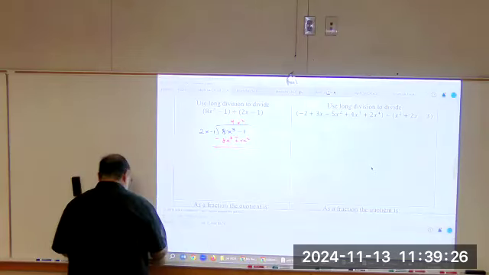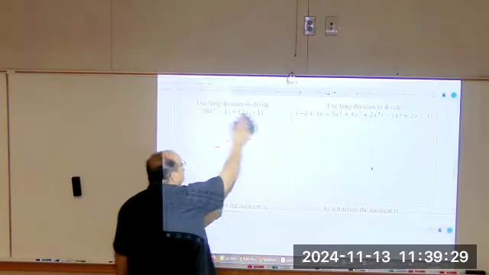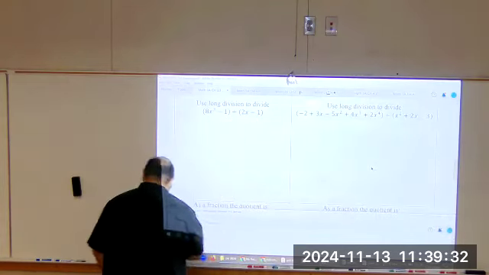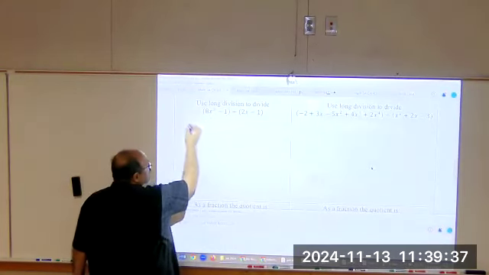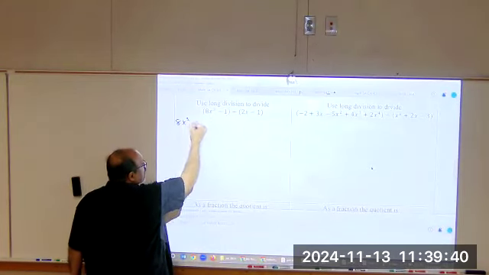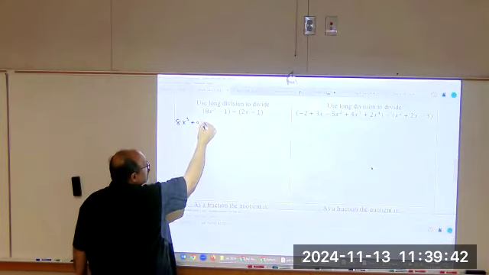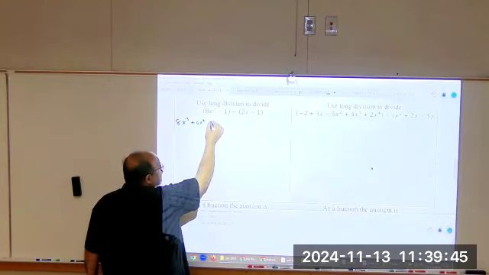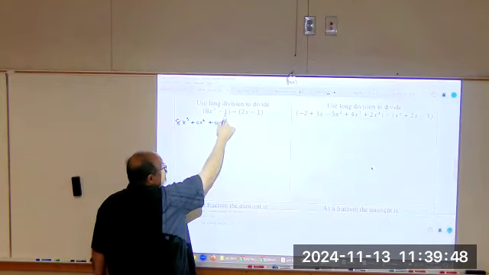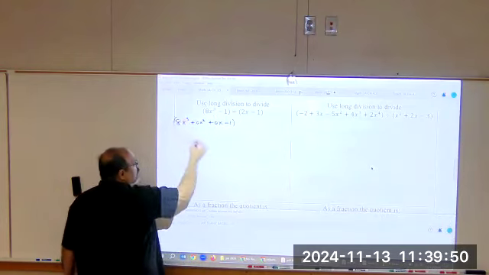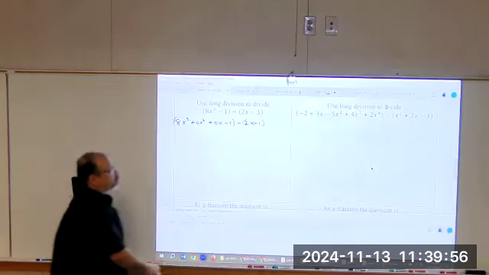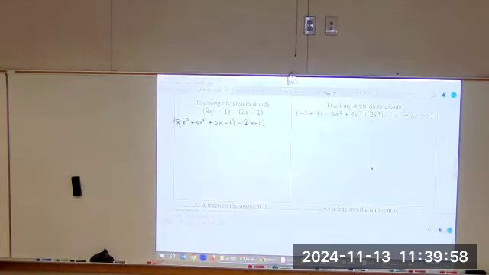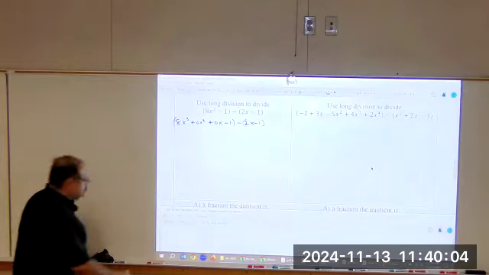So the first thing you should do, if you're missing powers, is to put them in, and you use 0 as your coefficient. This is 8x to the third, we're missing x squared, plus 0x squared, we're missing x to the first, plus 0x, and then this would be minus 1, divided by 2x minus 1. So all the powers are there.